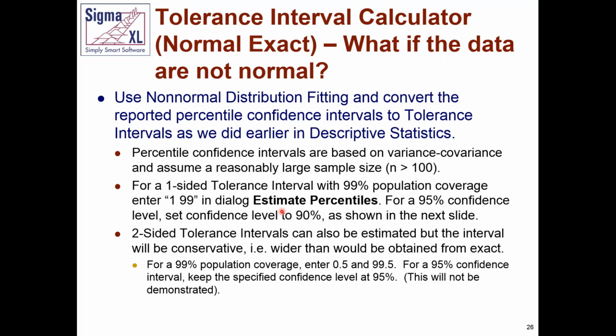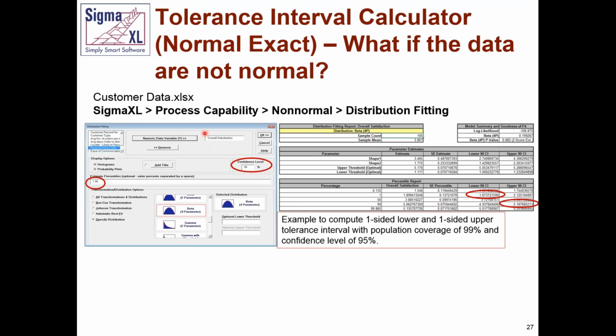Another method that you can use is distribution fitting. I'll just show you here, if you run distribution fitting, one of the things that you get when you do non-normal distribution fitting is confidence intervals on the percentiles. I'm not going to actually do this, but I'm just pointing out here that if you add, say, 1 and 99, then in the report you have a lower confidence interval and an upper confidence interval, so you can use these as tolerance intervals. The only thing is you have to have reasonably large sample sizes for these estimates to work, 100 or so. All right, so that's the use of distribution fitting.